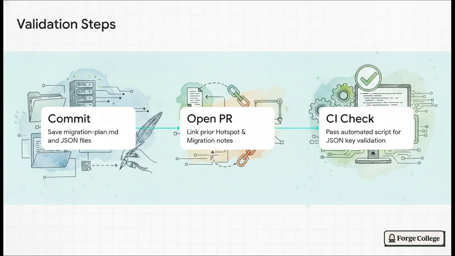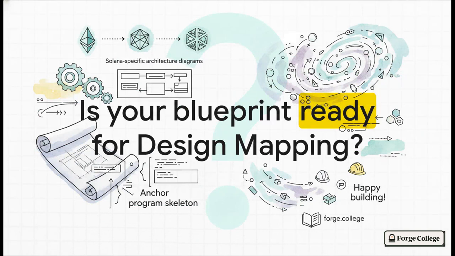So here is your exact checklist for this final checkpoint. Step 1, commit both the migrationplan.md and the JSON file. Step 2, open a pull request, and crucially, link your previous hotspot and migration notes right in that PR. Step 3, pass the CI JSON key validation script. Look, traceability is absolutely key here. A reviewer should be able to follow the breadcrumbs from your design decisions all the way back to those initial EVM performance audits. So, I'm going to leave you with this question to think about.